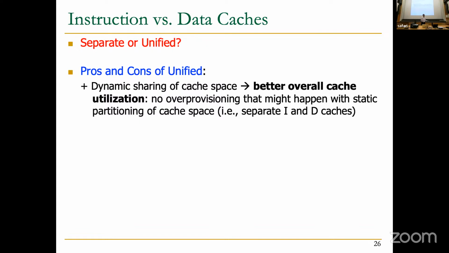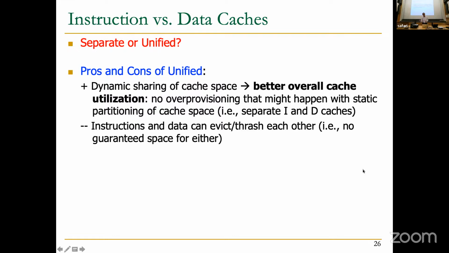So a combined cache of 128 kilobytes can actually much better service a 1 kilobyte instruction set plus 127 kilobyte data set, right? Because combined, they're 128 kilobytes. Okay, that's basically the effect of better overall cache utilization. Now, of course, the downside is instruction and data can also evict and thrash each other. I gave you a very good example.